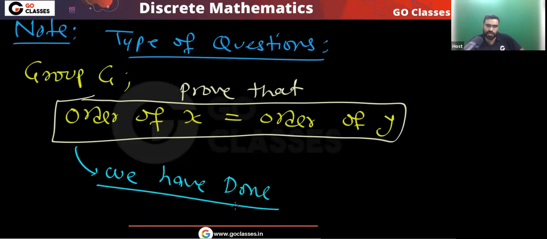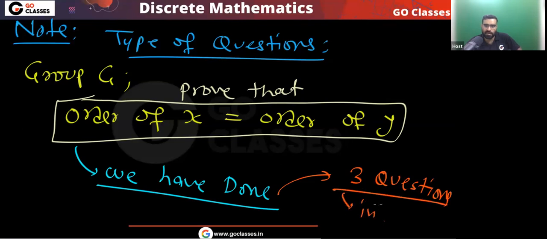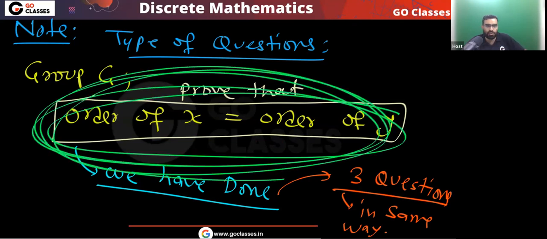Actually, three questions we have done in a complete detailed way. In the same way you can do them. So tell me, are you confident now? After solving 3 questions of this type, order of X equal to order of Y, like order of AB equal to order of BA, order of BAB equal to order of ABB, order of A equal to order of G inverse AG. So tell me, are you confident now? This type of 3 questions we have done.